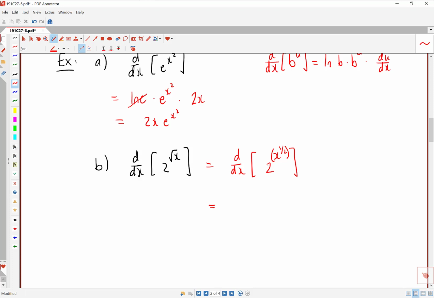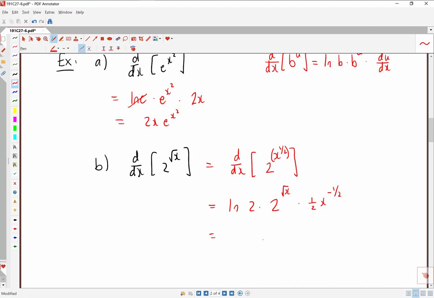So the outside function is the function that goes 2 to the blah, and the derivative of that is ln 2 times your original exponential function, so 2 to the root x. And then we need to multiply by the derivative of what's in the exponent. So derivative of x to the 1/2 is 1/2 x to the minus 1/2.